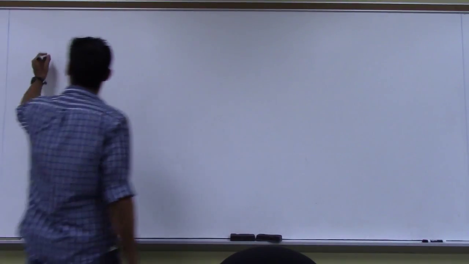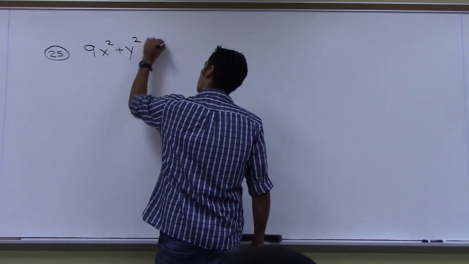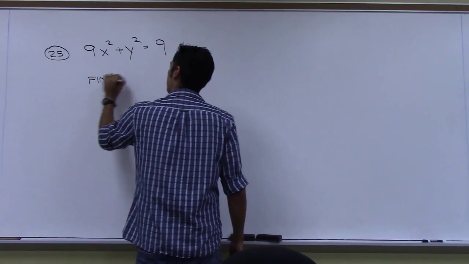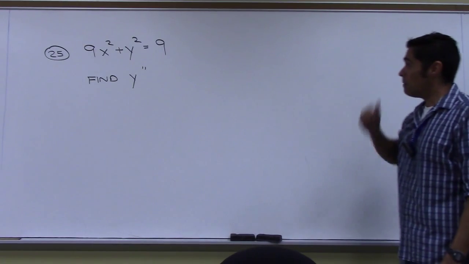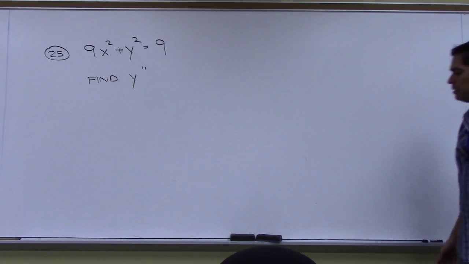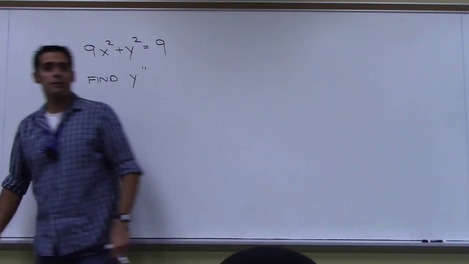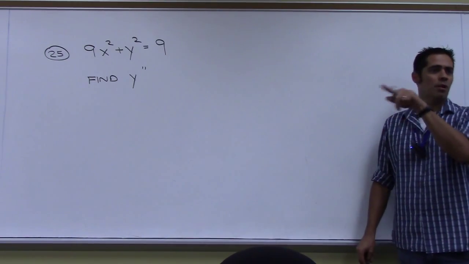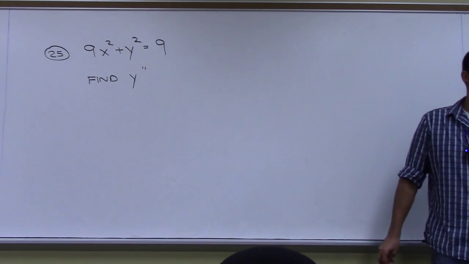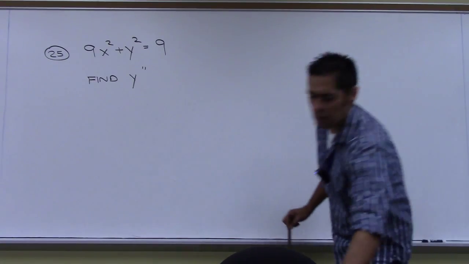9x squared plus y squared equals 9. You're asked to find y double prime? Yes. All right. Well, it would be rather difficult to solve for y explicitly here, because if you try and solve for y, you eventually have to take a square root. So you get plus or minus, and that would become an issue. So this is perfectly suited for implicit differentiation, since you have the equation sitting there. So let's go ahead and do that.